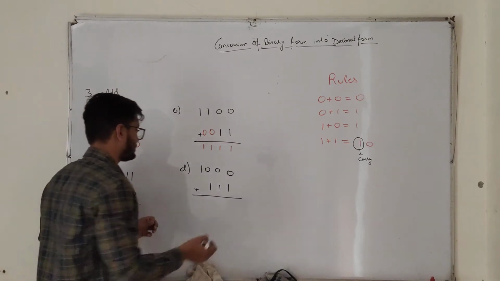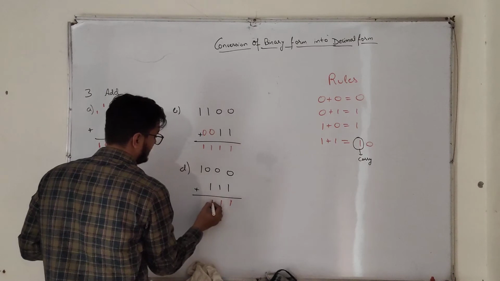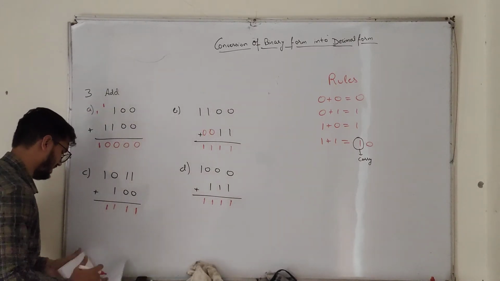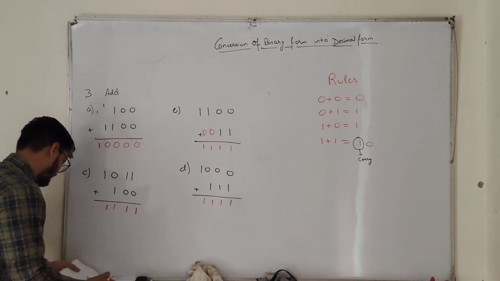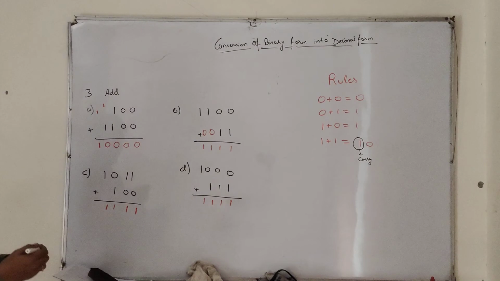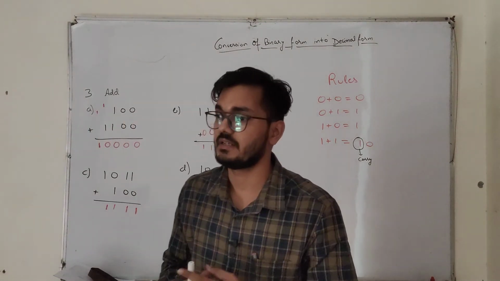Next. 0 plus 1 is 1, 0 plus 1 is 1, 0 plus 1 is 1 and 1 plus 0 is again 1. 1 1 1. Okay, absolutely correct. So this is how we can add two binary digits, two binary numbers.